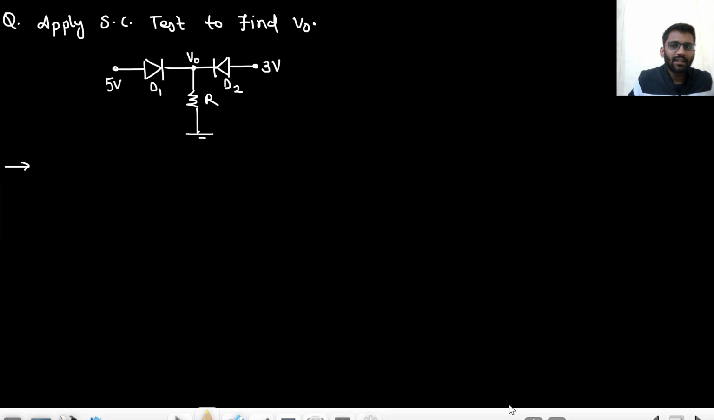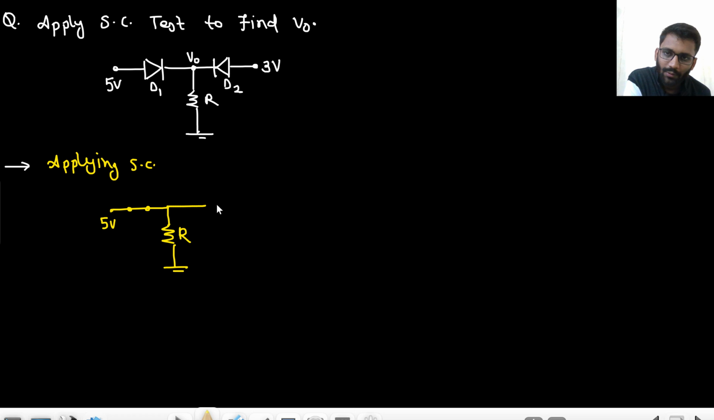You have to apply the short circuit test and you need to find the value of V0. What will I do? Applying the short circuit test, I will consider this diode D1 to be on, okay, and diode D2 also to be on. This is 5 volt and I will also consider this diode to be on. Now see one thing here, KVL is being violated. V0 can be 5 volt or 3 volt, right? This 5 volt is saying V0 will be 5 volt. This 3 volt is saying V0 will be 3 volt. KVL violated.